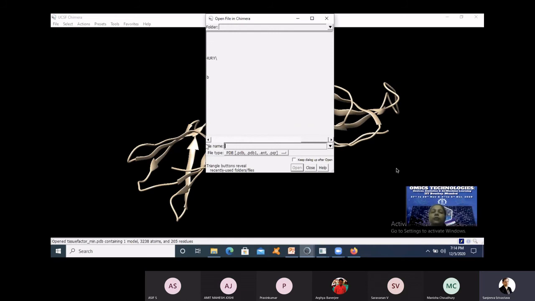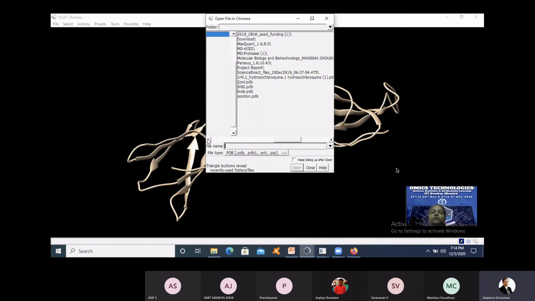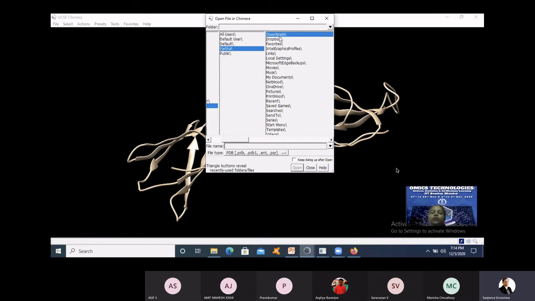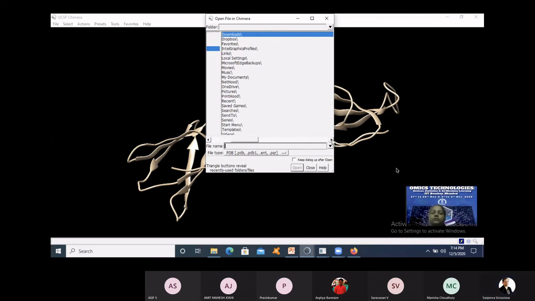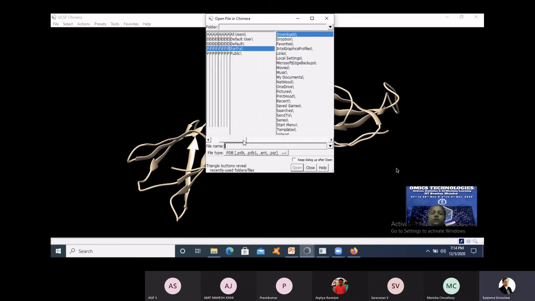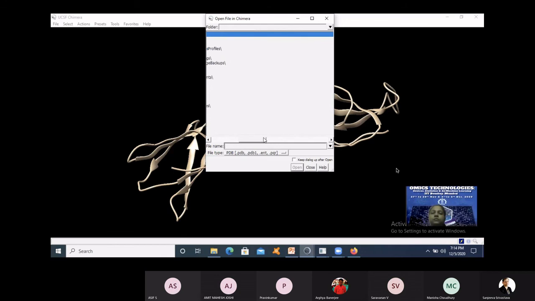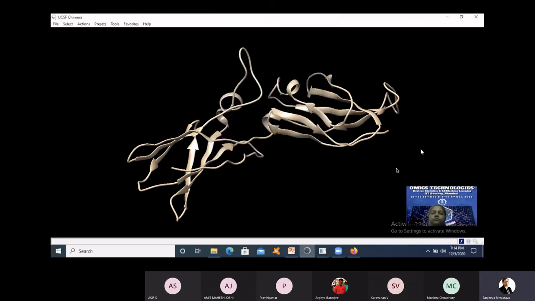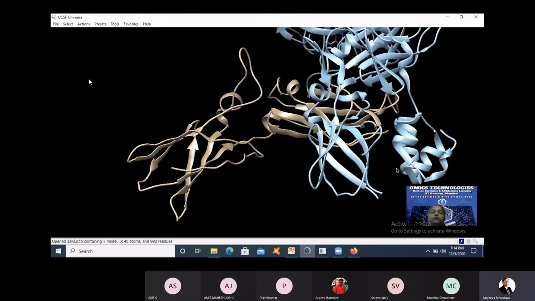Now I want to see the wild type, only tissue factor, and the tissue factor which is present in the complex. So how different have they become in their orientation? Is there any orientation difference between the two proteins? So let us just upload the complex. So you can see the complex is here.